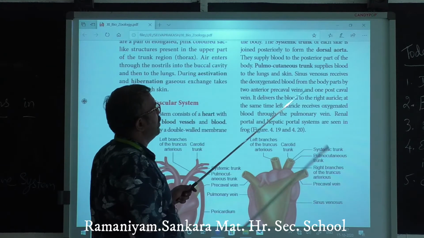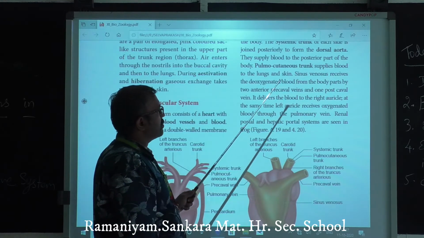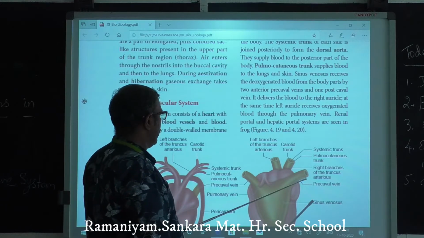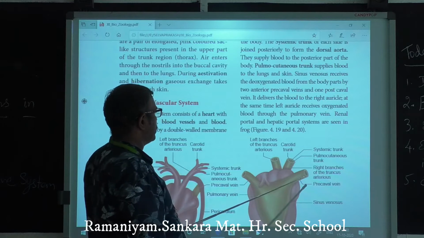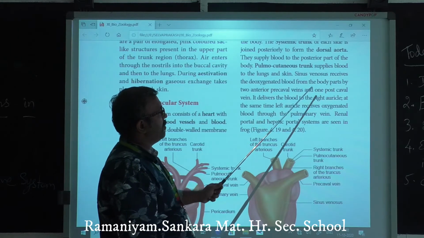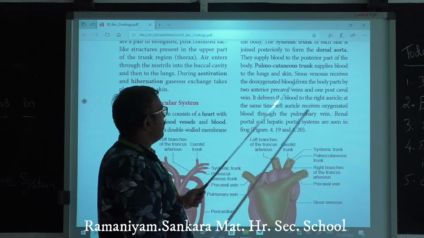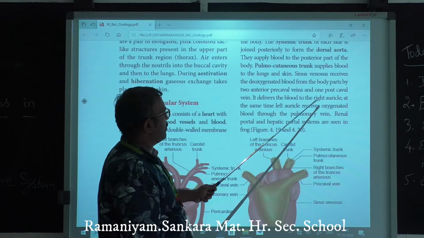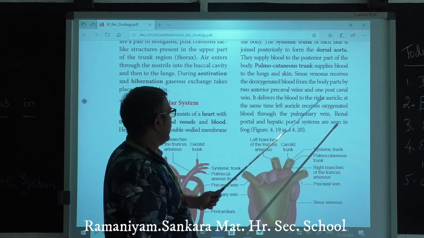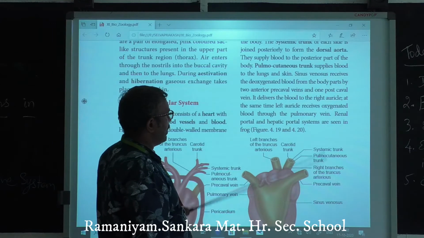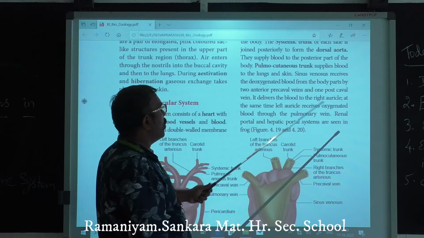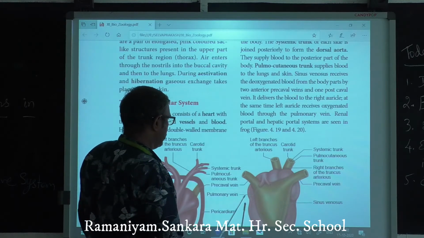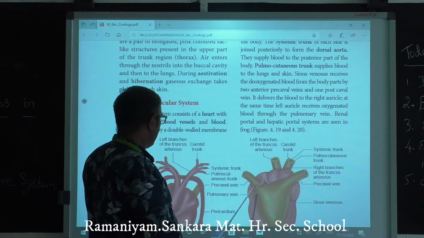So the sinus venosus receives deoxygenated blood from the body parts through the two anterior precaval veins, and one postcaval vein. It delivers the blood to the right auricle. At the same time, the left auricle receives the oxygenated blood from the pulmonary vein.